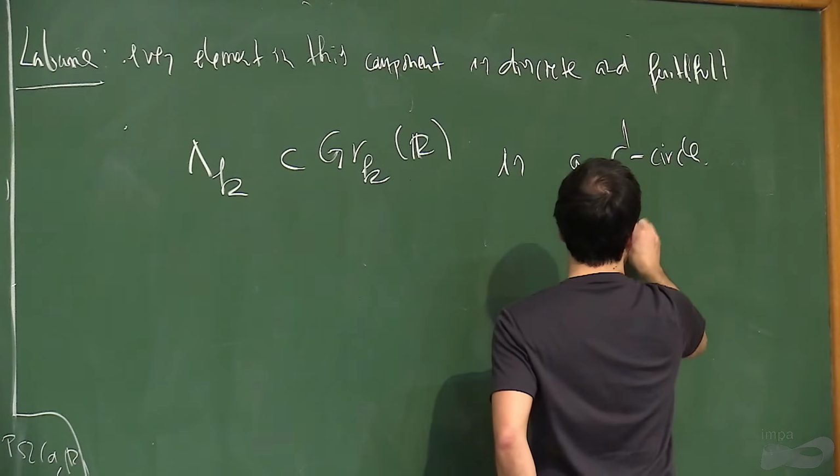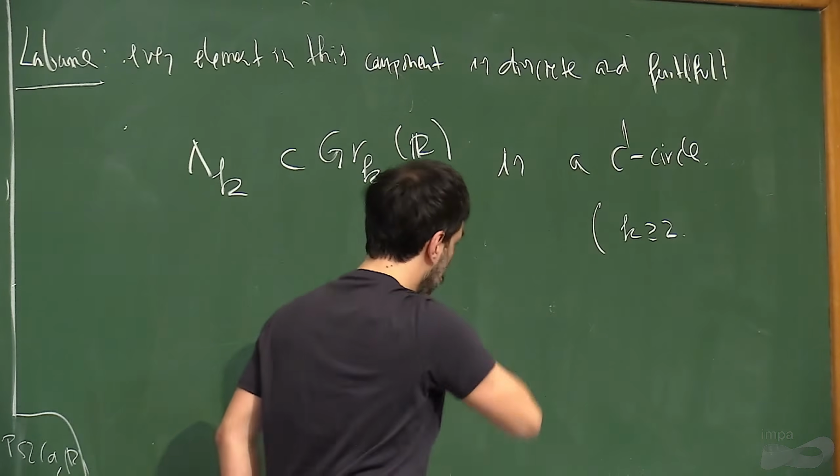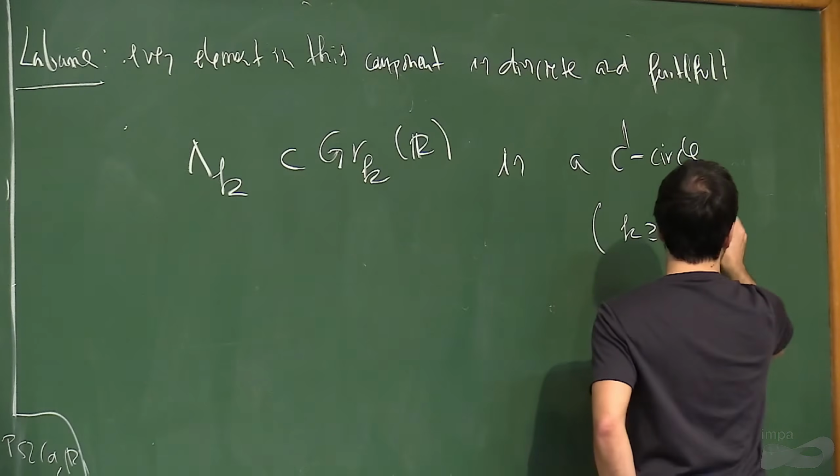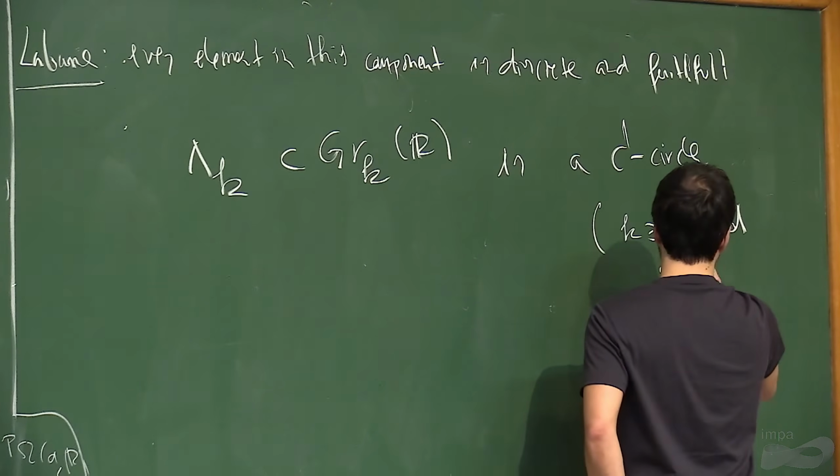So let me just add that for k bigger than 2, you need something else, not just what he did. Also, you need something we did with Bea and him.